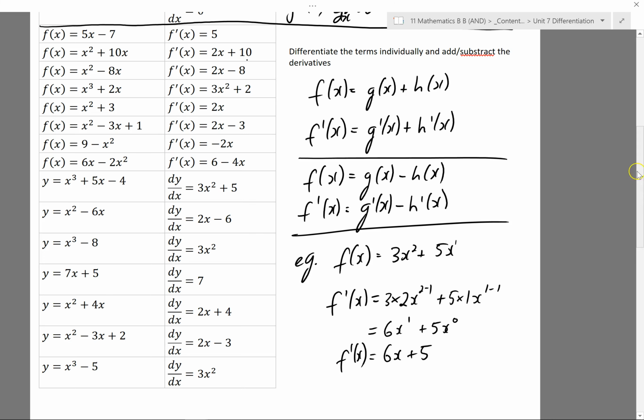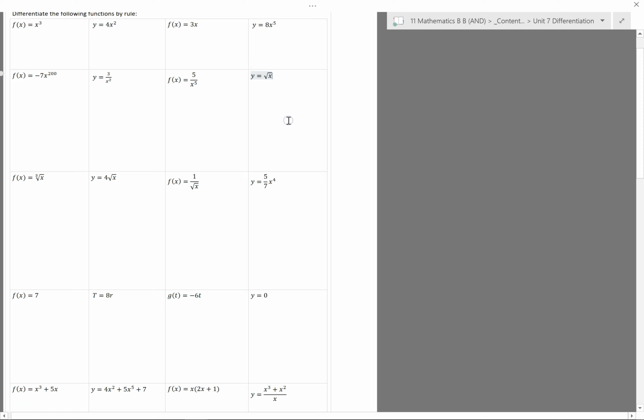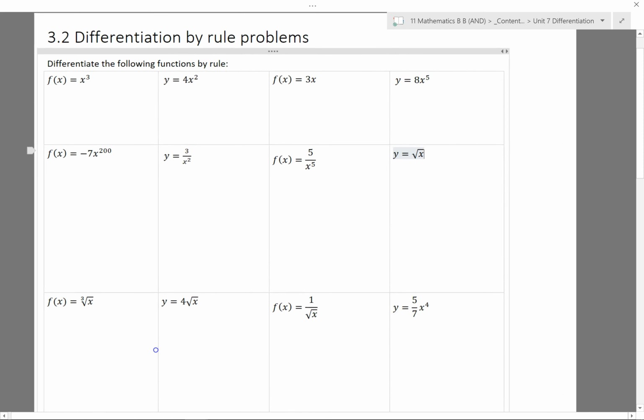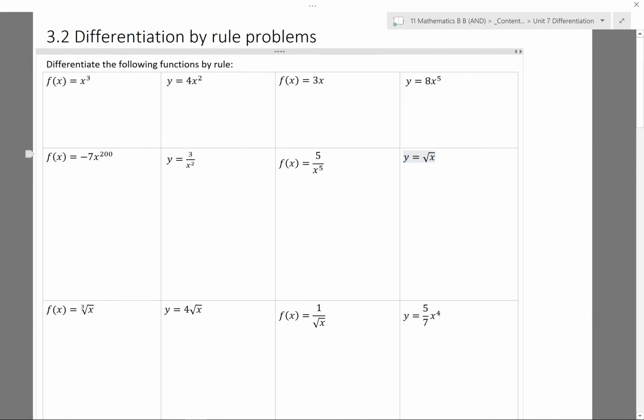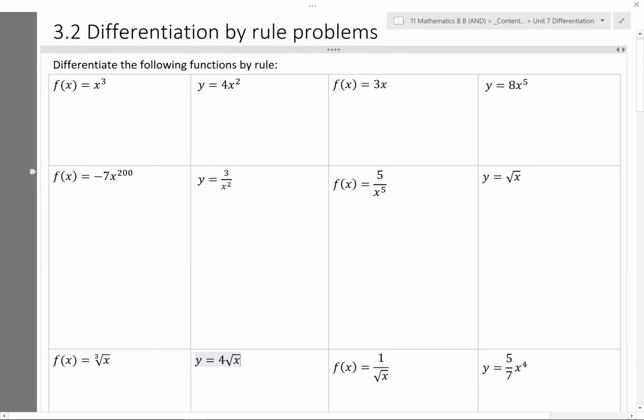Alright, so we'll turn over the page and we'll have a go at doing a whole heap of problems. I want you to have a go at these yourself first, so press pause, have a go, and then I'll quickly go through these solutions. Alright, so I'll do these pretty quickly. If you've got any questions, make sure you ask them when you see me. Alright, differentiate the following functions by rule. So I'll do all the steps. You might be comfortable skipping a step, that's fine.